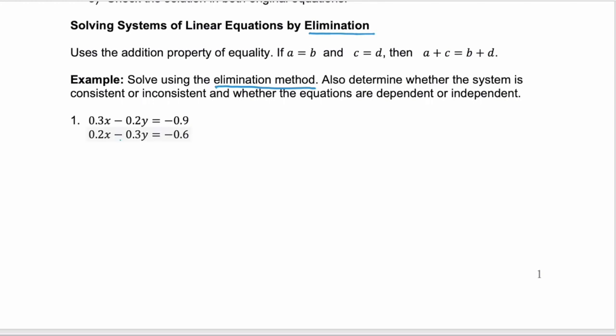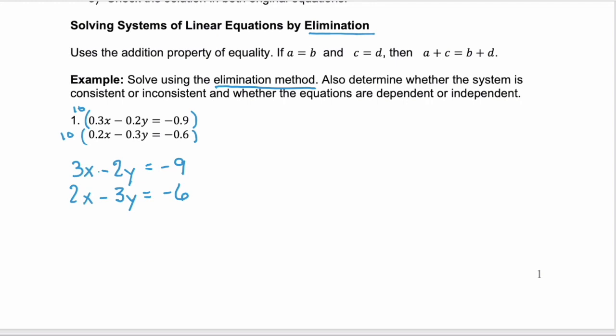Elimination. So to use elimination, we want to be able to add these two equations together and have one of the variables be eliminated. But notice that we're given decimals. We don't usually like decimals, so our first step is going to be multiplying each of these equations by 10, and that will remove our decimal place. So we multiply each term, and our first equation will become 3x minus 2y equals negative 9. The second becomes 2x minus 3y equals negative 6. These equations look a lot better.